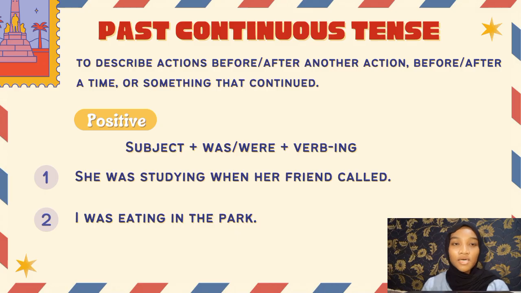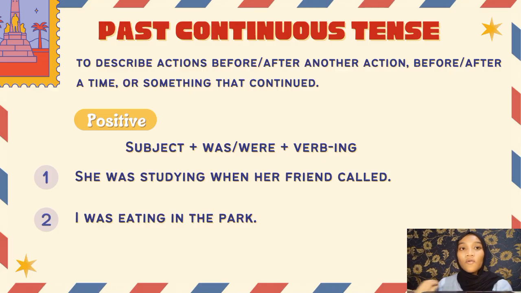Next, we'll talk about past continuous tense. Past continuous tense is used to describe an action that happened before or after another action. For the positive forms, the formula is subject, was or were, and verb ing. For the example, she was studying when her friend called.